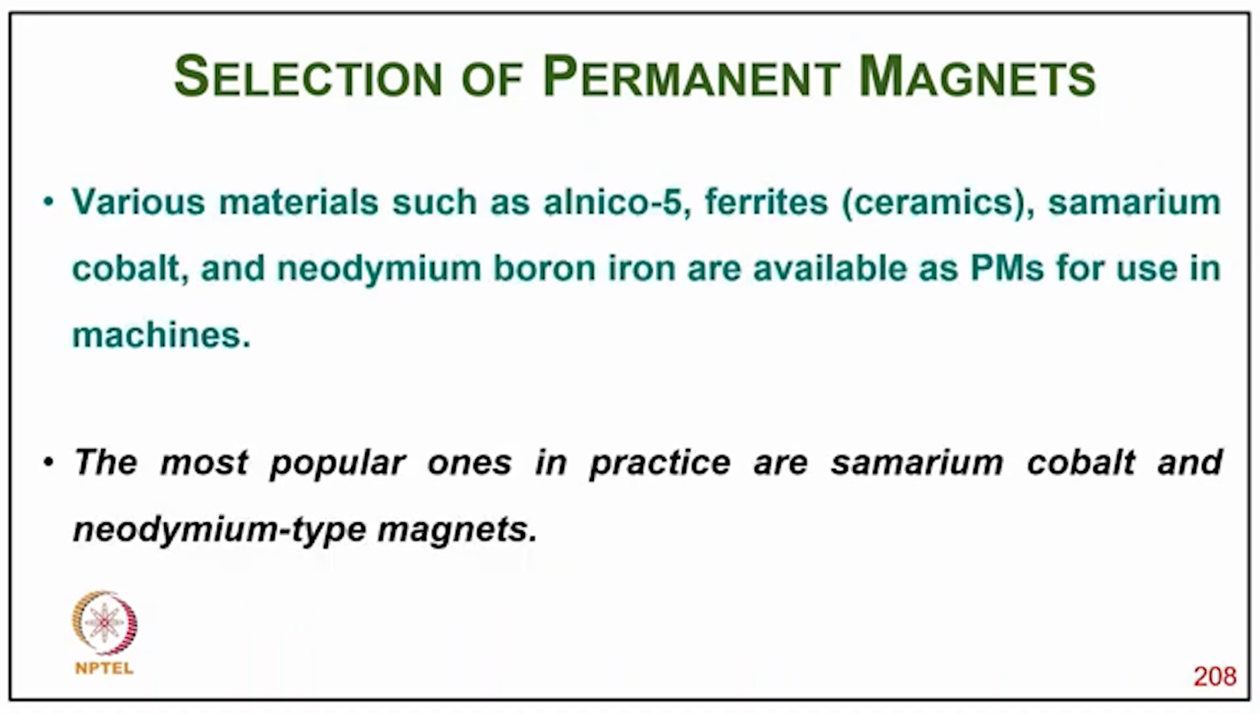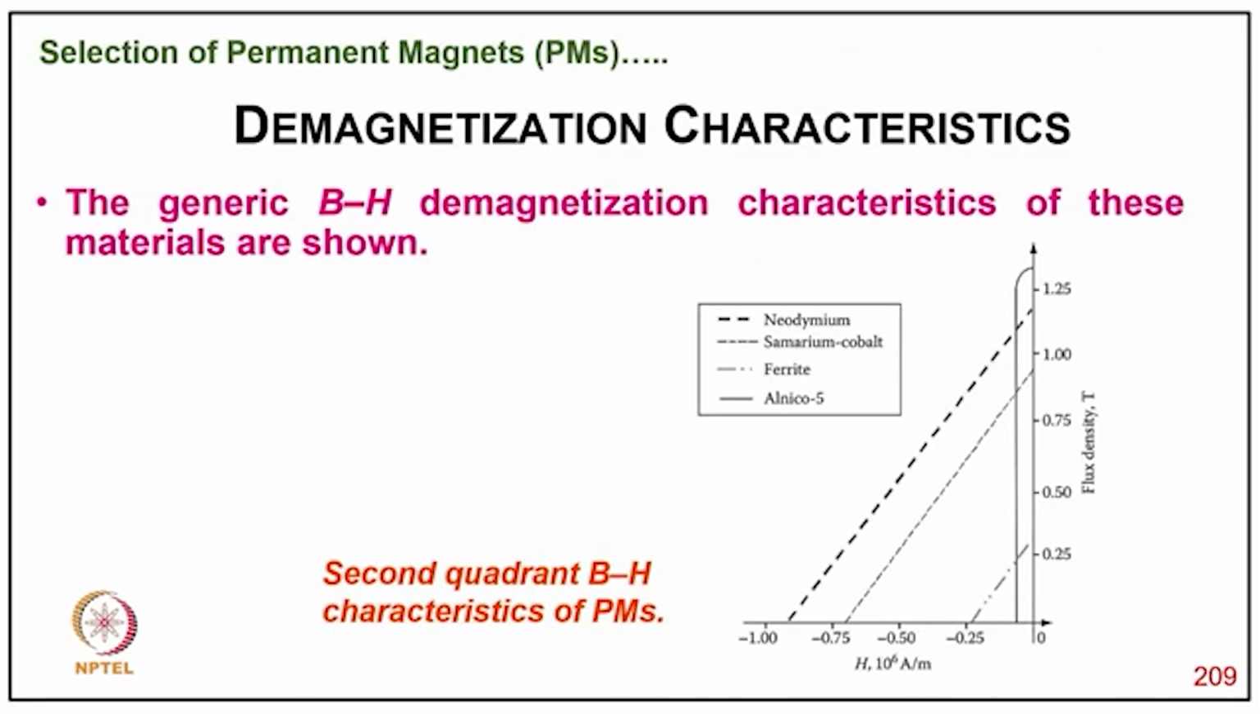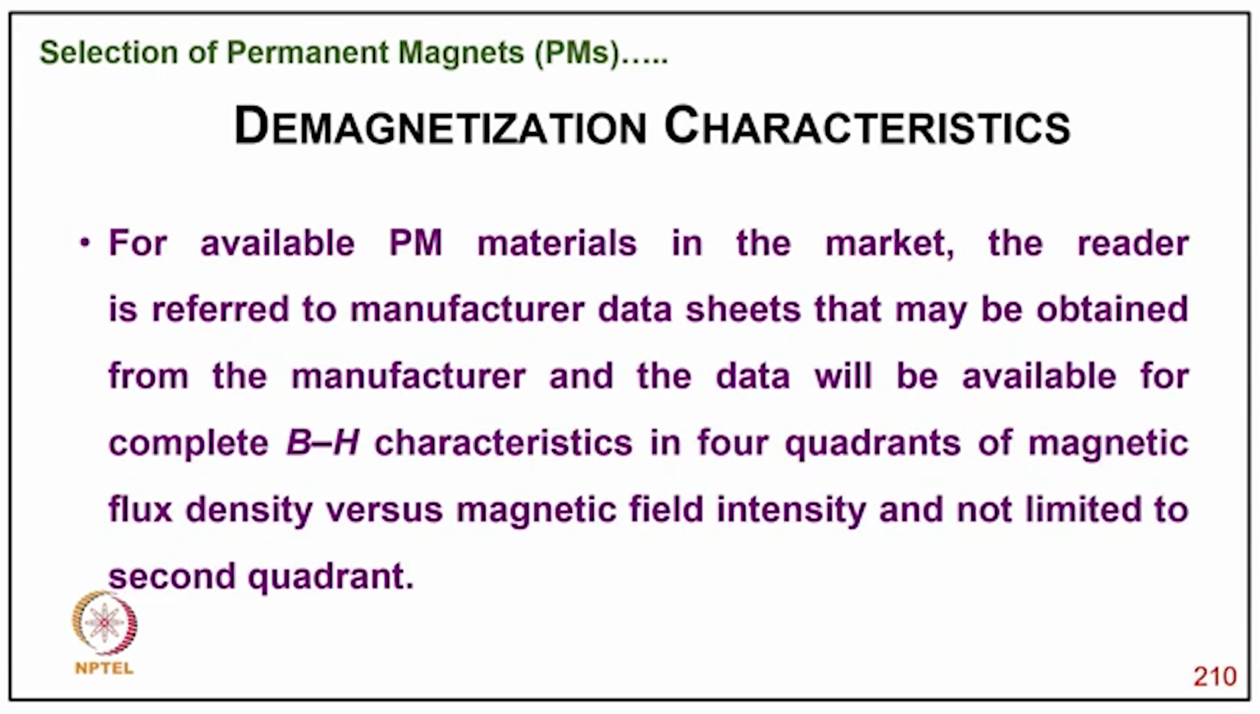So various materials such as Alnico, ferrite, typically ceramic, samarium cobalt and neodymium iron boron are available as permanent magnets for use in machines, and the most popular ones in fact are the samarium cobalt and neodymium iron boron magnets called rare earth magnets. General BH characteristics for all these materials, neodymium iron boron, samarium cobalt, ferrite and nickel, are shown here, and you can see that in neodymium iron boron we have an energy density typically around 10 times that of ferrite magnets.